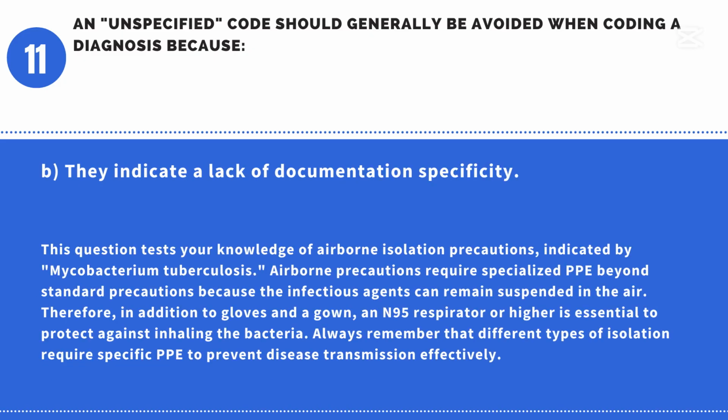Answer B. They indicate a lack of documentation specificity. While unspecified codes are valid ICD-10-CM codes, they are generally less precise and should be avoided when more detailed information is available in the patient's medical record. Using an unspecified code often signals that the documentation did not provide enough detail for a more specific code assignment. Aim to code to the highest level of specificity supported by the documentation to accurately reflect the patient's condition.